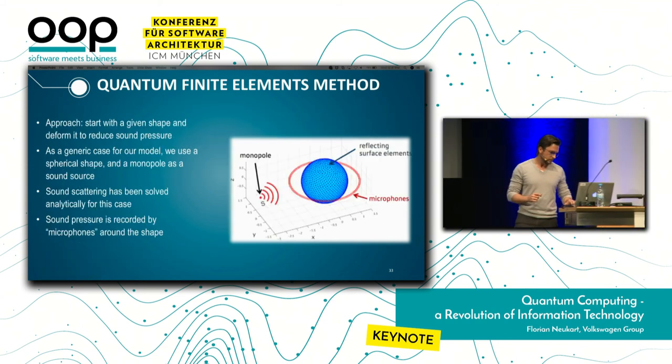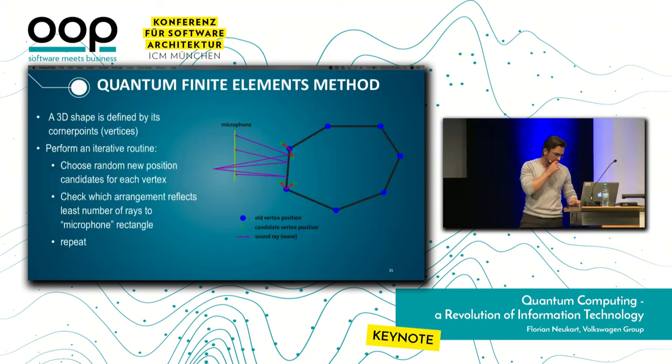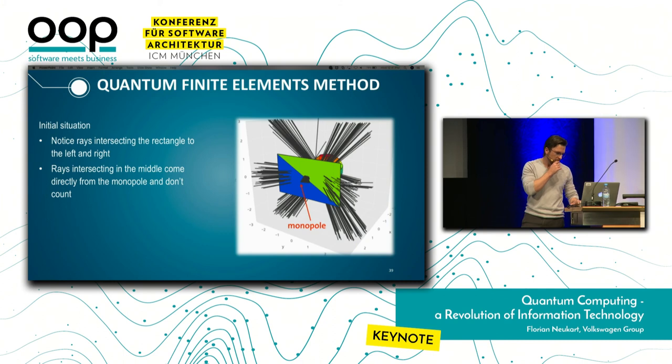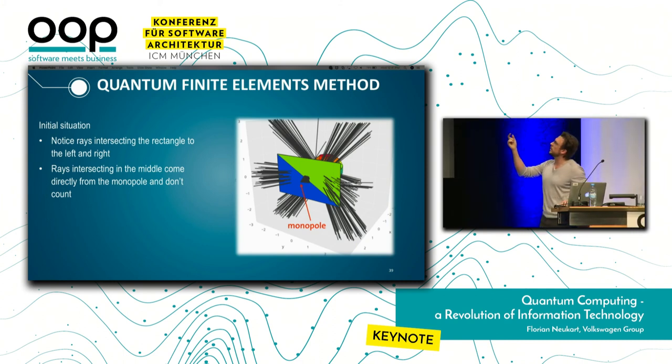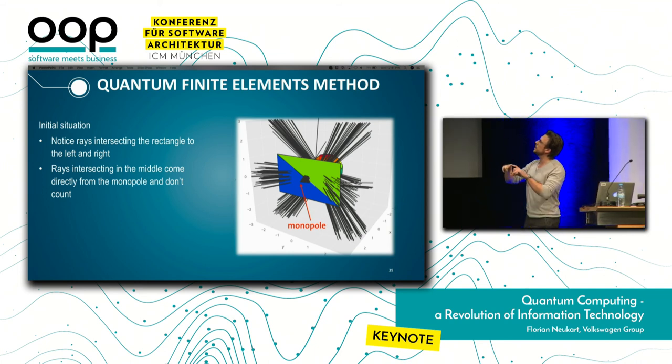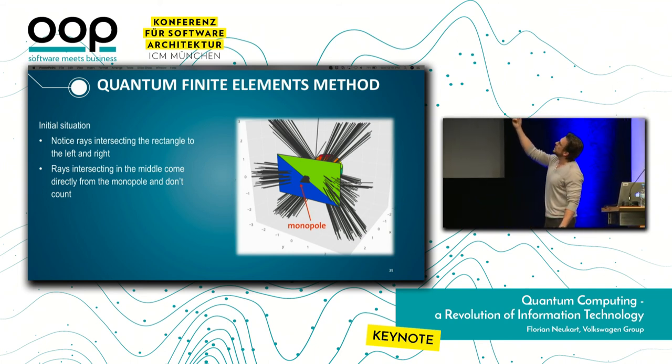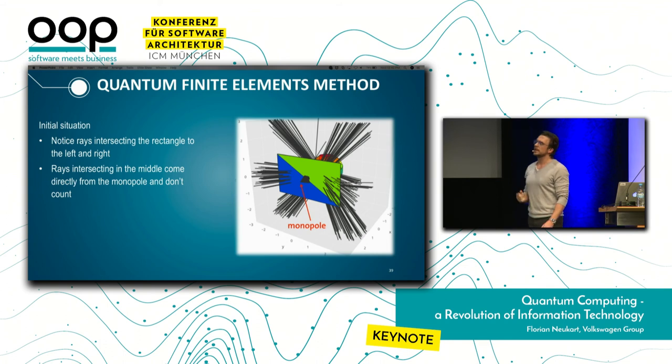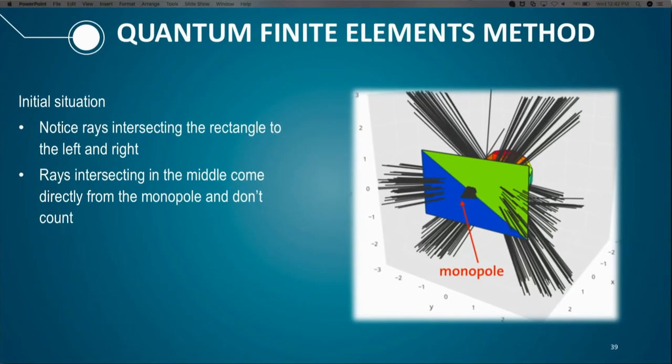If we look at that, we have the acoustic monopole in that case. We have it emitting behind the area. And still, what you can see is a lot of rays going through that rectangle. So this is not what we want. This is what we start with.